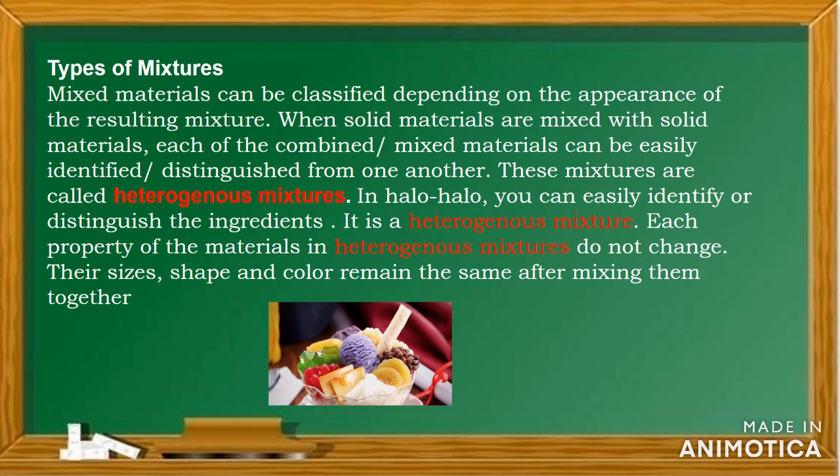Types of mixtures. Mixed materials can be classified depending on the appearance of the resulting mixture. When solid materials are mixed with solid materials, each of the combined or mixed materials can be easily identified or distinguished from one another. These mixtures are called heterogeneous mixture.